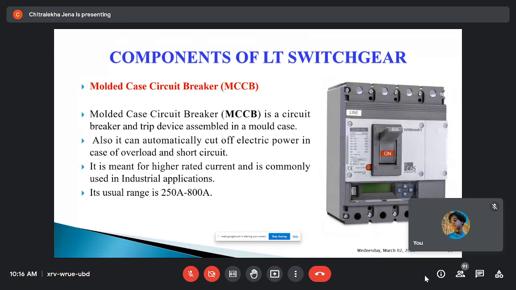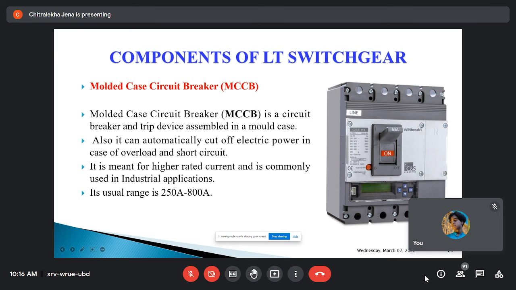Next is the molded case circuit breaker. What is its function? Its function is the same as that of the miniature circuit breaker, but it is meant for higher rated current and is usually used in industrial applications. Its range is 250 ampere to 800 ampere. Its range is very high, so these types of circuit breakers are used in industries.